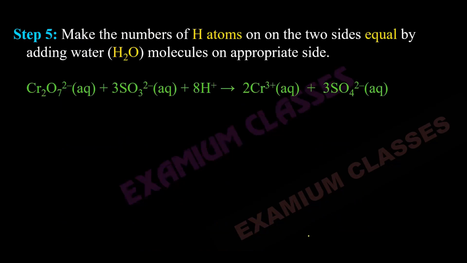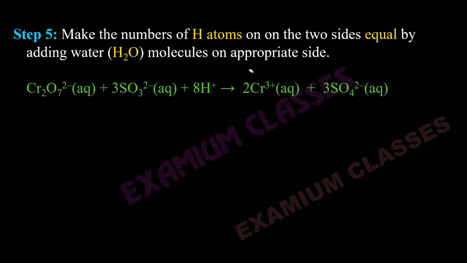Now the last point, fifth point. The fifth point says make the number of hydrogen atoms on the two sides equal. So in the last step, if you remember, we added 8 H plus ions. This may result in imbalance of hydrogen on both sides. In a few cases, you won't require this step, if hydrogens get balanced automatically. But in most of the cases, hydrogen will not be balanced. You have to balance it.